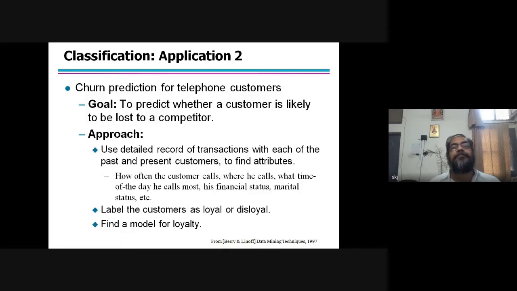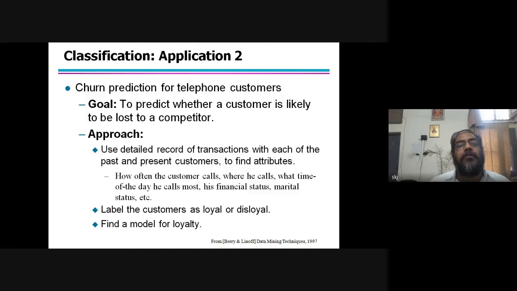Similarly, here is another example of how we can go ahead and what the possible approach is for solving this problem. Churn prediction for telephone customers. The goal is to predict whether a customer is likely to be lost to a competitor. Here the meaning is that currently the customer is a client of a certain company. In future, will this customer continue with the same operator, or is the customer going to change the service operator? Or how long will the customer remain with the current telecommunication service operator?